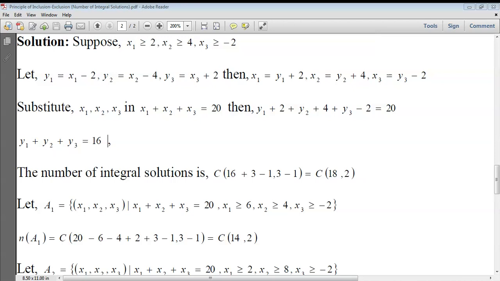We got the equation as y1 plus y2 plus y3 is 16, where each y is greater than or equal to 0. The number of integer solutions: n value is 16 and the number of y's is 3. So it will be 16 plus 3 minus 1 C 3 minus 1, so it is 18 C 2. Okay, so till now we have calculated the number of integer solutions for x1 plus x2 plus x3 equals 20 under the condition x1 greater than or equal to 2, x2 greater than or equal to 4, and x3 greater than or equal to -2. Okay, so here we will apply a logic.